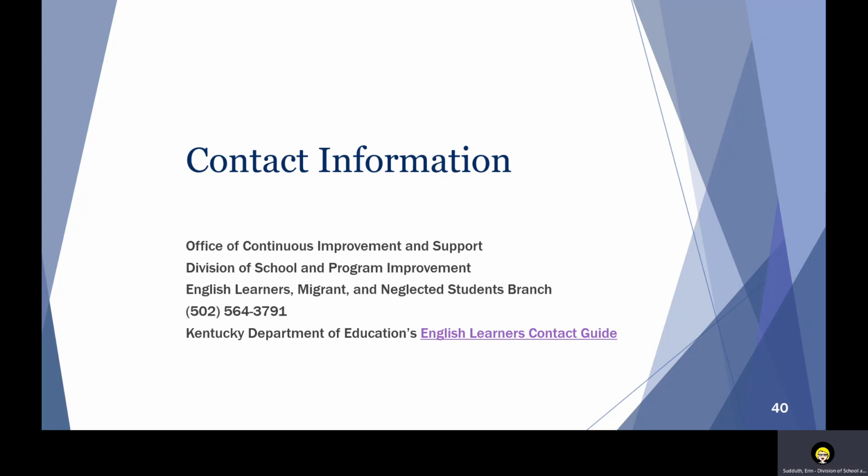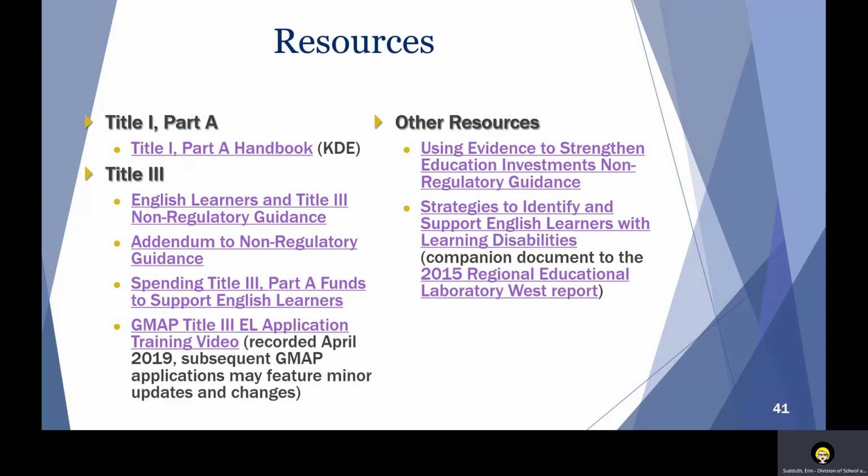Any questions about the English Learner Program or the Title III program can be directed to the Office of Continuous Improvement and Support, Division of School and Program Improvement, English Learners, Migrant, and Neglected Students Branch. The phone number is 502-564-3791, and a list of program consultant email addresses is available on the English Learners Contact Guide.